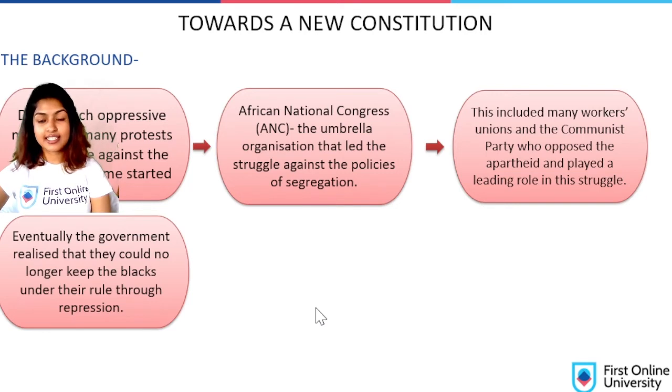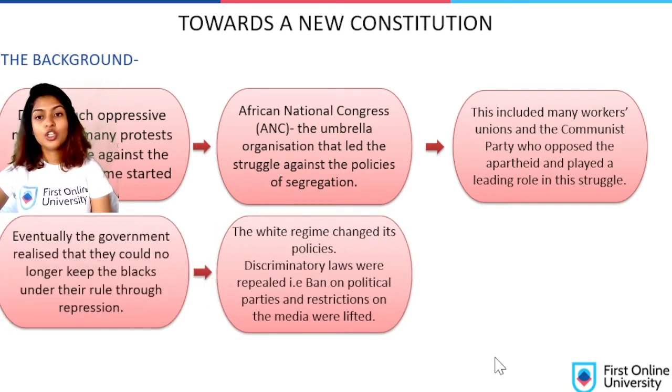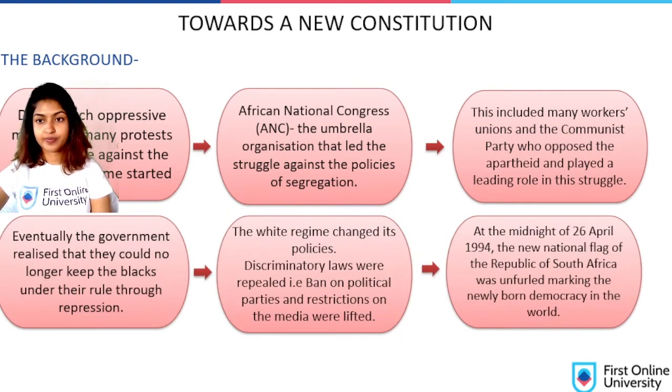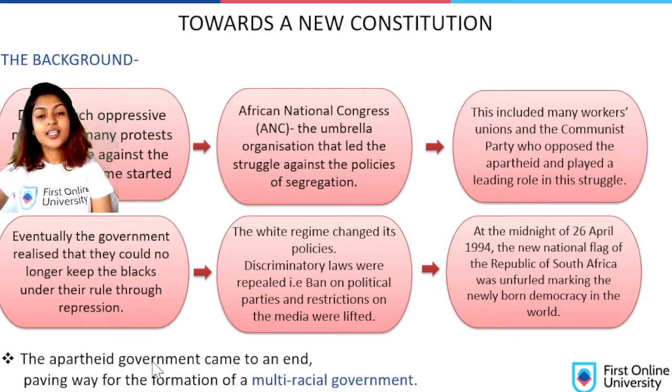Eventually, the government realized that they could no longer keep the blacks confined and could not keep repressing them over and over again. So the white regime changed its policies. All the discriminatory laws were repealed, and the ban on political parties and restrictions were lifted. At the midnight of 26 April 1994, the new national flag of the Republic of South Africa was unfurled, marking the newly born democracy in the world. Thus, the apartheid government came to an end, paving the way for the formation of a multiracial government.